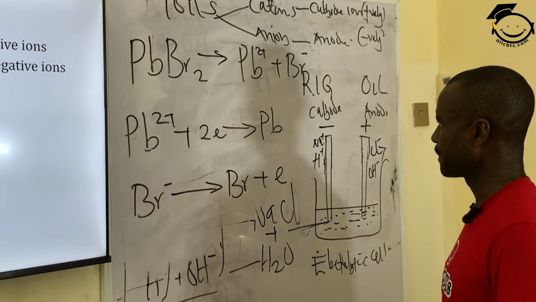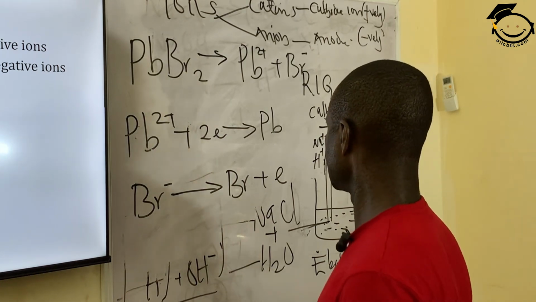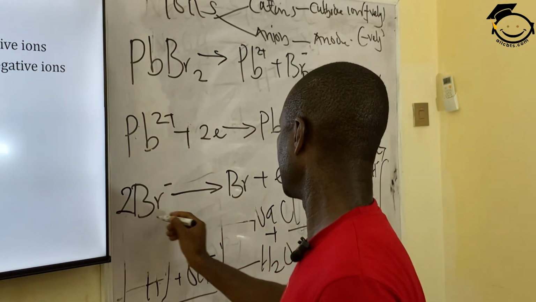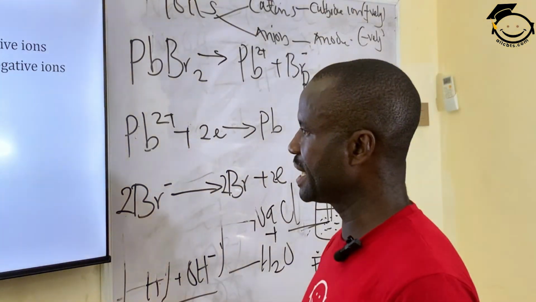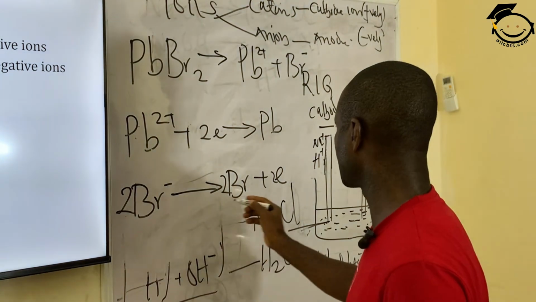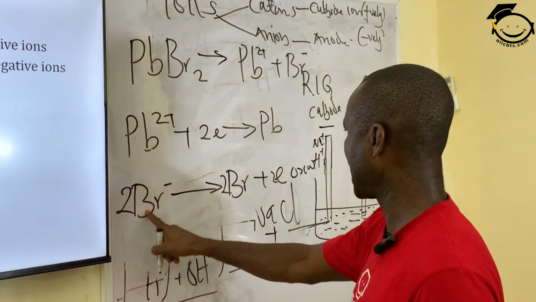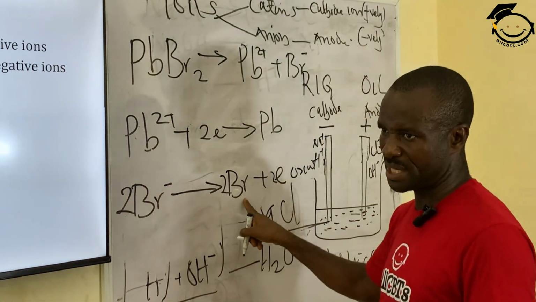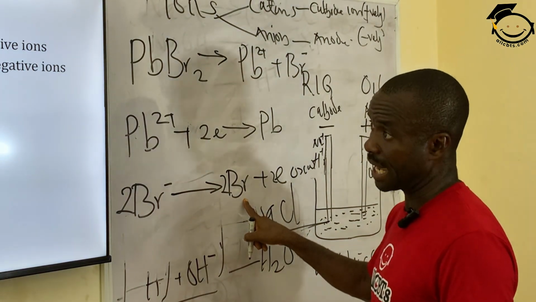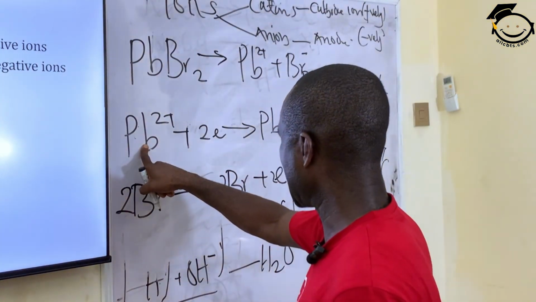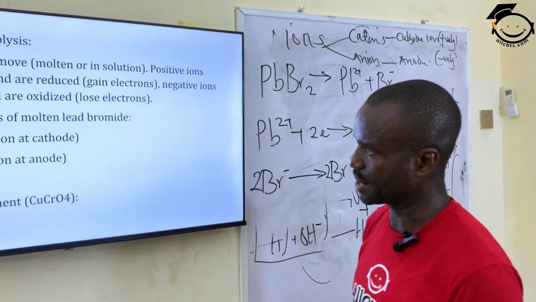Is that clear? So in this case, you balance it up by putting 2 here, 2 here. Is that okay? So in this case, oxidation has taken place. Oxidation here, because it has lost electron. Bromide ion has lost electron to become bromine atom. Lead has gained, can you see, to become lead solid, lead as a substance.